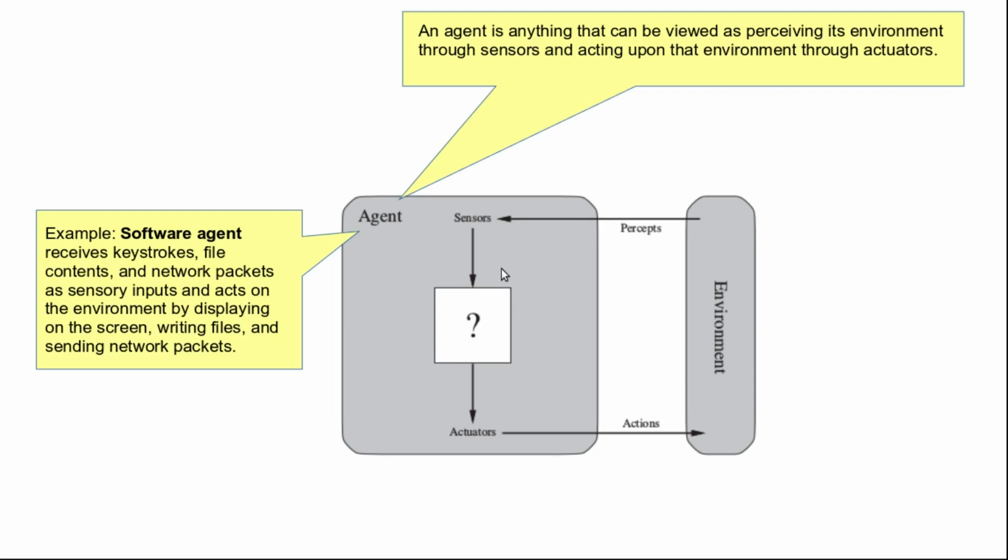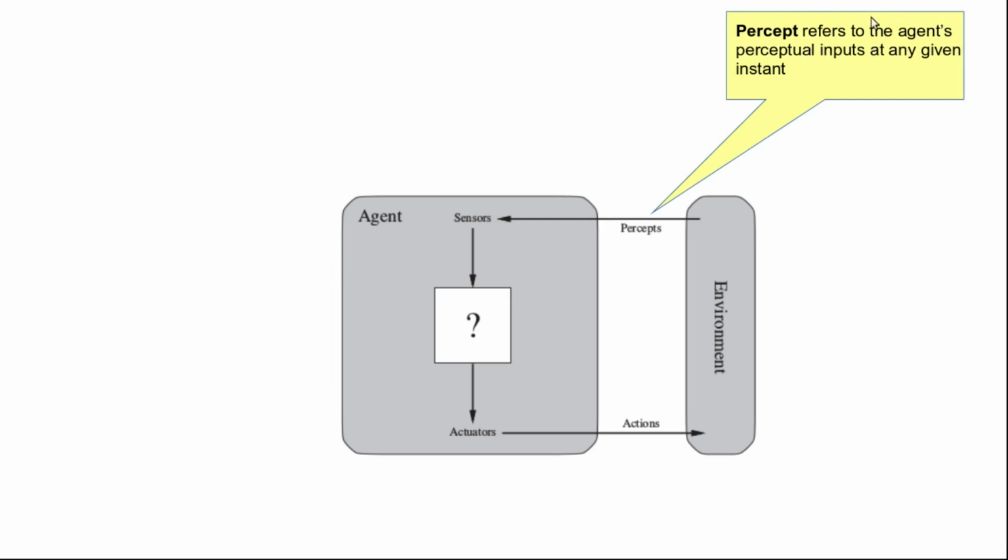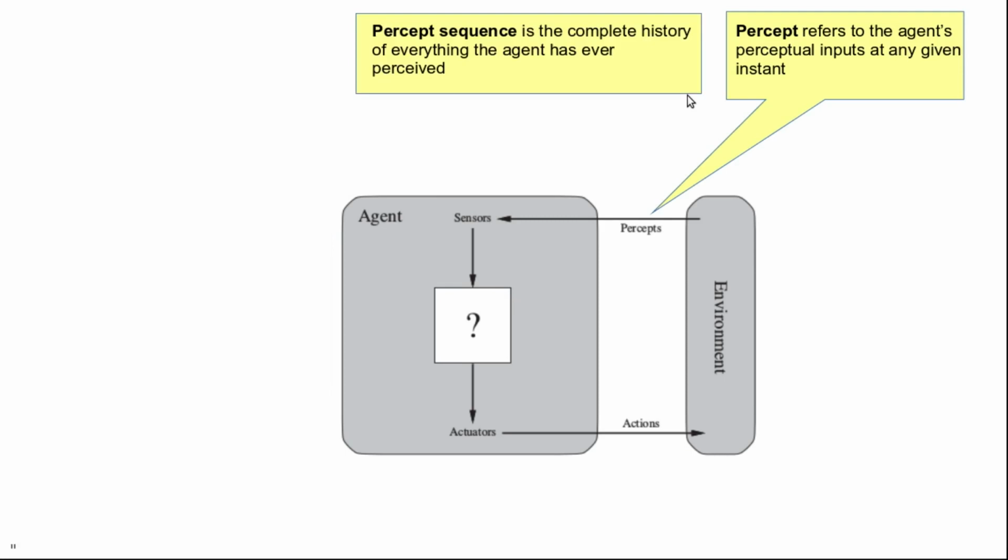And now to explain what a percept is. Percept refers to the agent's perceptual inputs at any given instant. So at any given instant, what are the perceptual inputs? What the sensors are reading from the environment will be the percept at that given instant. And then we have a percept sequence. The percept sequence is the complete history of everything the agent has ever perceived. It could be an infinite list of things.